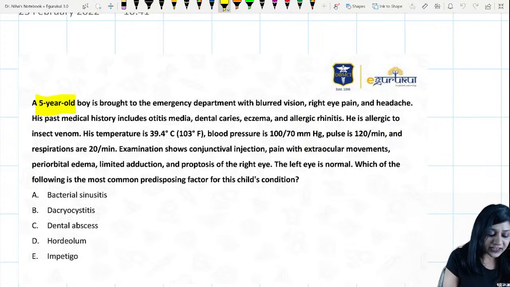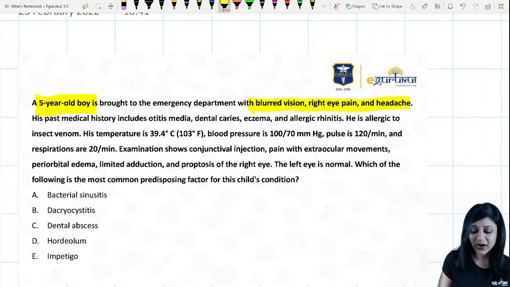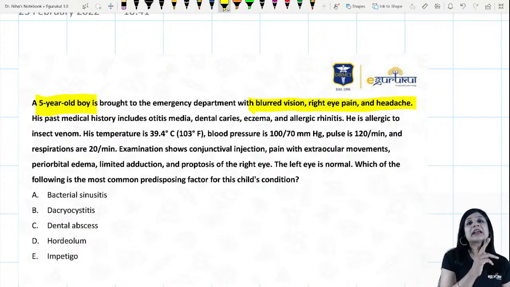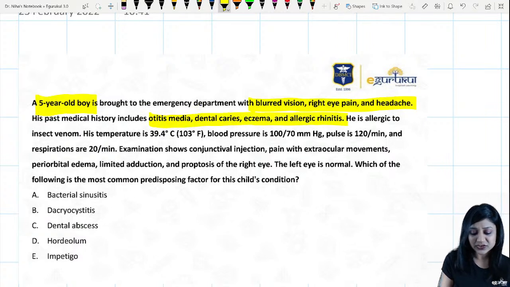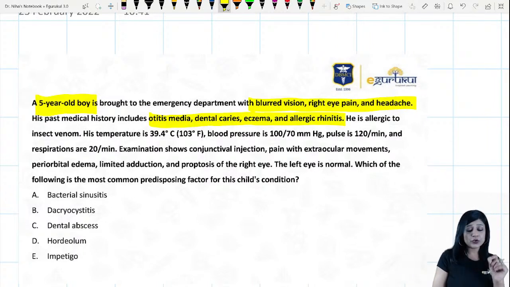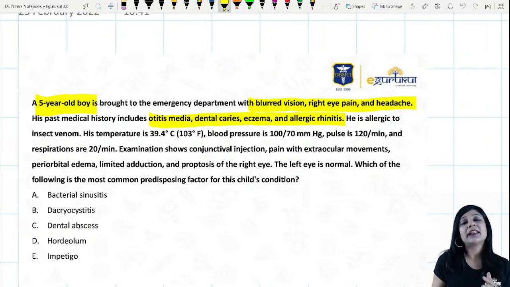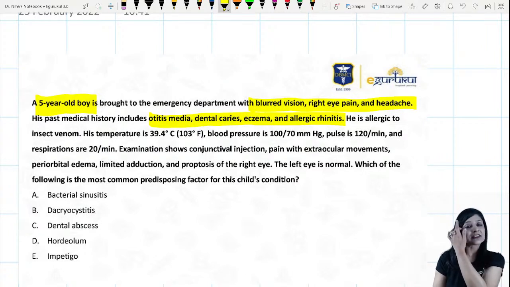We have a 5-year-old boy brought to the emergency department with blurred vision, right eye pain, and headache. Look at the past medical history: otitis media, dental caries, eczema and allergic rhinitis. Otitis media is very common in children. Again, eczema and allergic rhinitis. So basically we have a history of allergy, right?